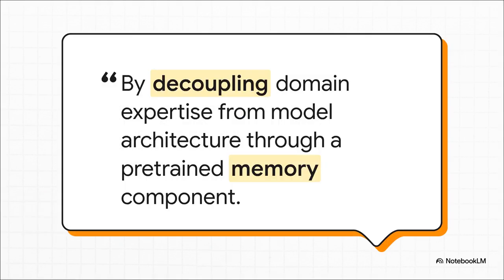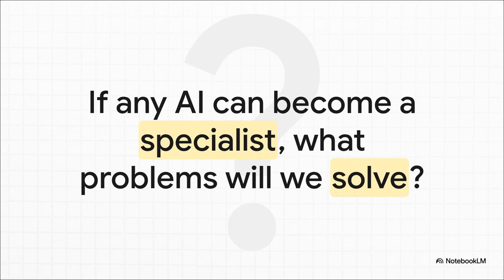You know, the researchers who created it summed it up perfectly. They said it decouples domain expertise from model architecture. What that means in plain English is that the specialized knowledge is no longer baked into the AI itself. It's now a separate component you can just snap on whenever you need it. And that really just leaves us with one final, pretty exciting question. If we can now make any AI a world-class expert in pretty much any field and do it quickly and efficiently, what kind of problems can we solve next? What new doors does this open up? The possibilities, when you think about it, are just incredible.